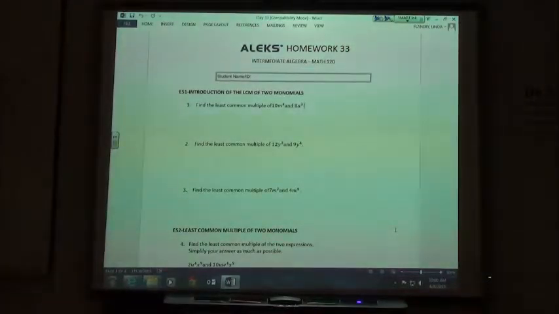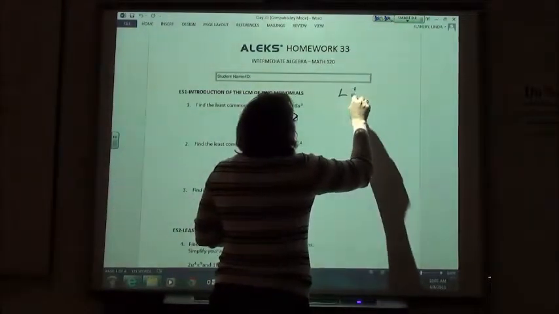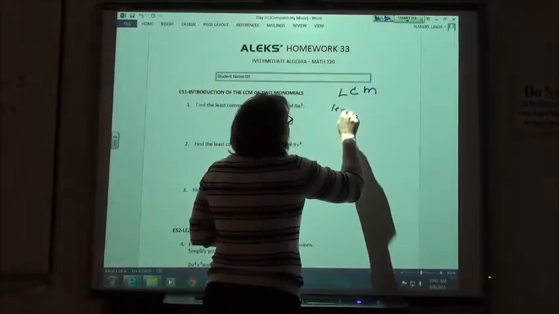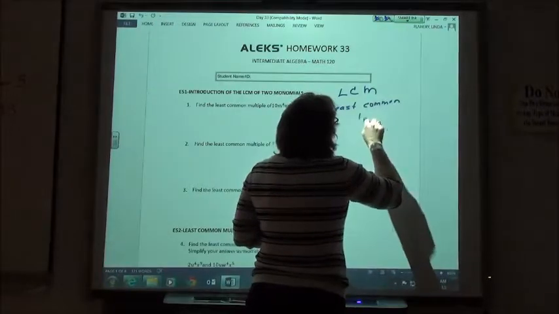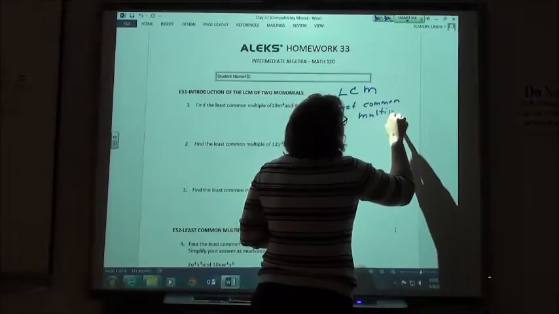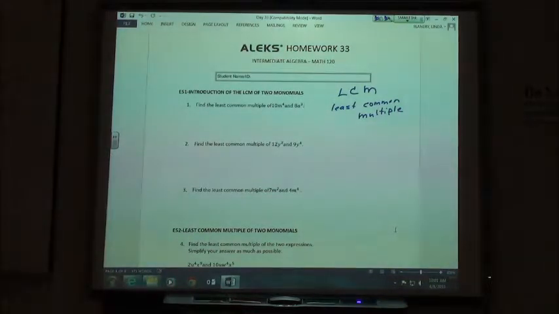All right, so homework 33 starts out with introduction of the least common multiple of two monomials. LCM, least common multiple. So when you think about multiples, you think about the word multiply.